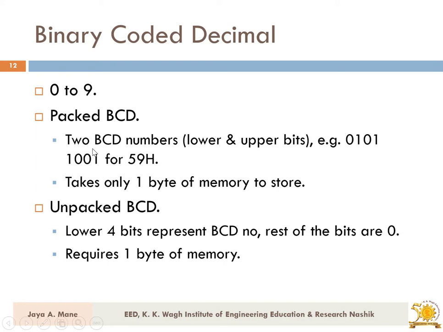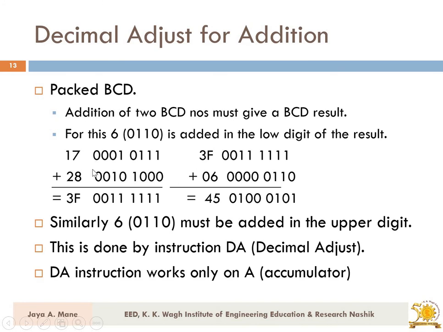Obviously the packed binary coded decimal, because here we are utilizing both the upper and the lower bits, whereas there we are utilizing only the lower 4 bits. So normally we prefer the packed binary coded decimal. Right, so when you are performing the addition of packed binary coded decimal numbers, see there we have taken an example of 17 and 28.